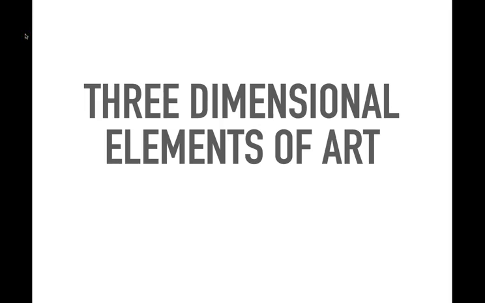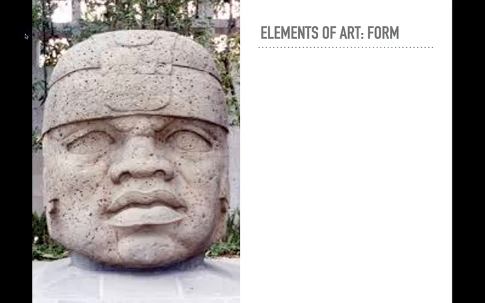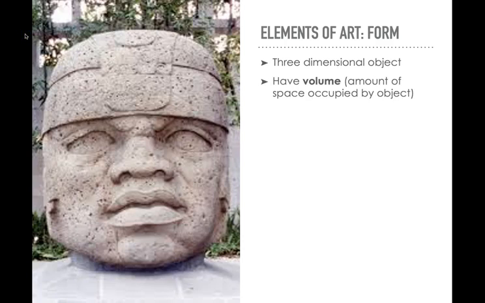Let's move on to the three-dimensional elements of art. First that I'd like to talk about is form. Form is a three-dimensional object. It has volume, or the amount of space occupied by an object, and mass, the suggestion that the object is solid.